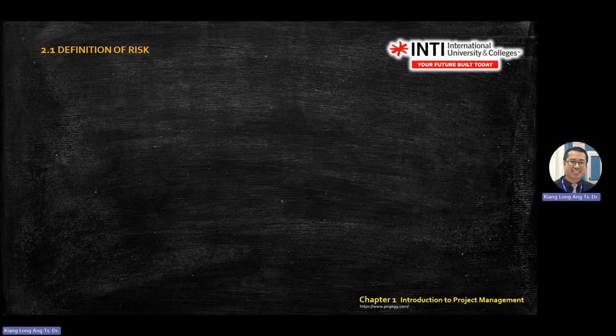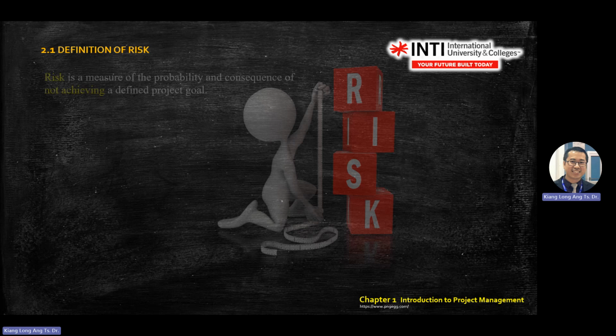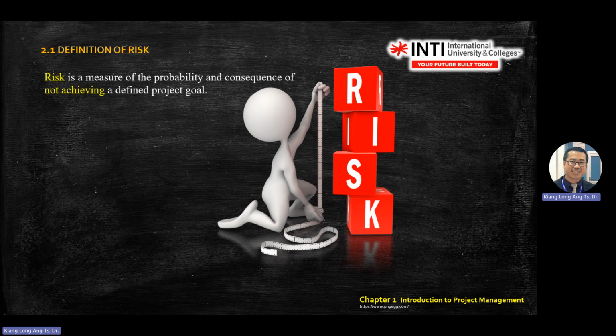Okay, for the second half, we'll look into risk, the definition of risk. Risk is linked to the failure of projects. How do you know it is a failure? You are not achieving the project goal, right? So if you're not achieving the project goal, it means you fail the project. So risk actually is a statistical assessment. As a statistical assessment, you talk about probability. How many percent you can fail, how many percent you can achieve. So risk is a measurement of probability and consequences of not achieving a defined project goal.